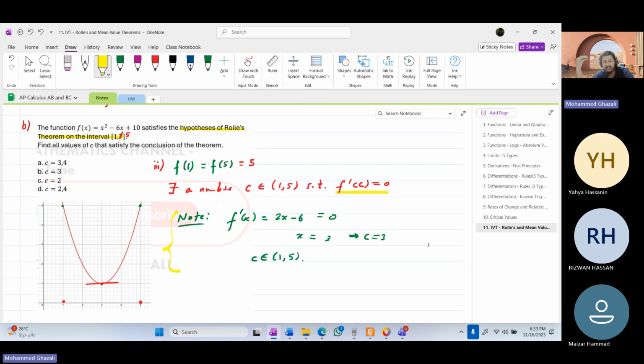Same like the intermediate value theorem. You don't need to solve where the root is. We just need to state where the answer is for the intermediate value theorem. For Rolle's theorem, you just need to state where the horizontal tangent is, between the interval 1 and 5. And I proved to you that the horizontal tangent is 3, which is between 1 and 5. No need to do this. This is extra work.